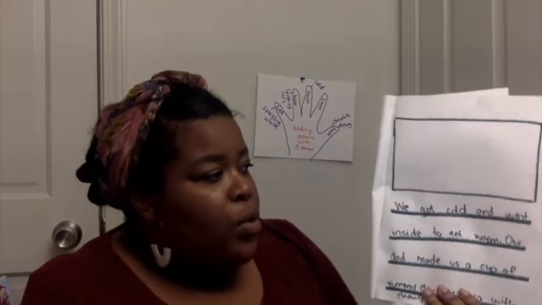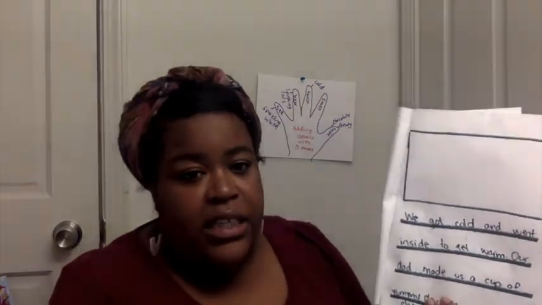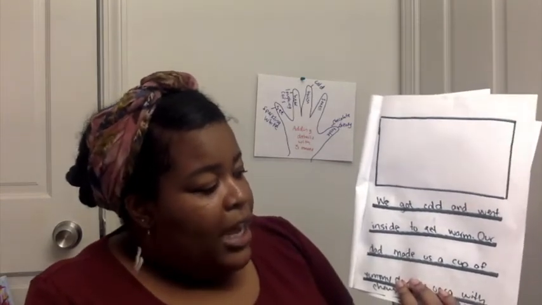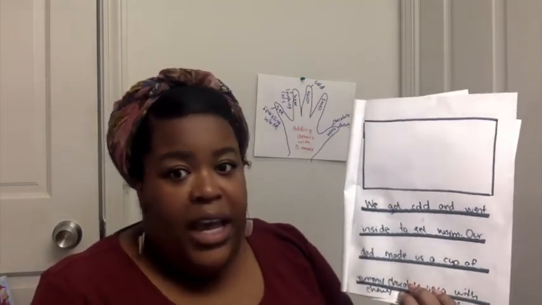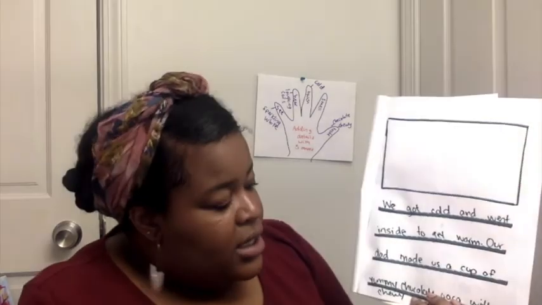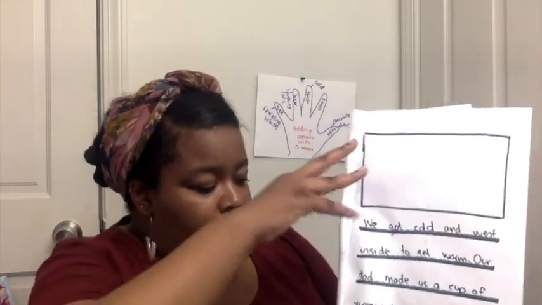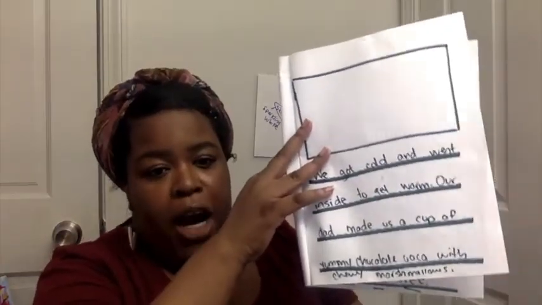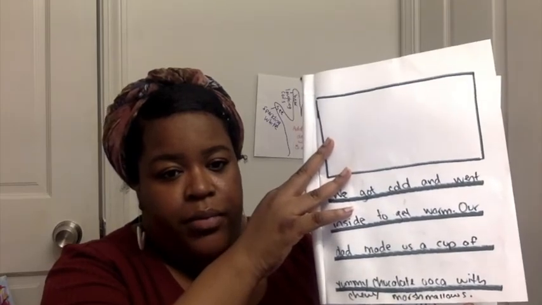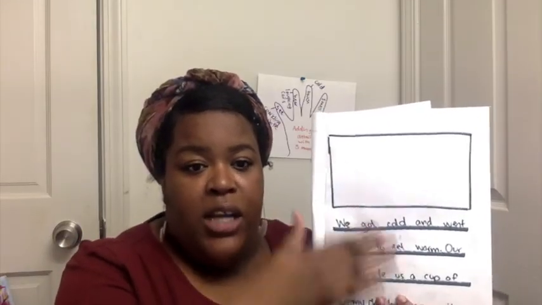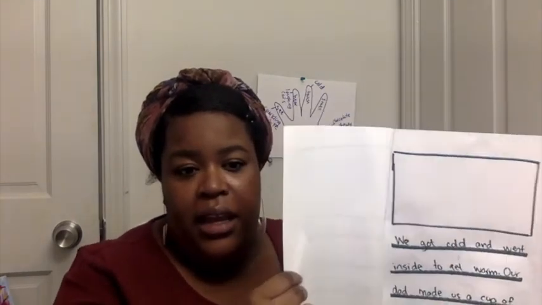So I wrote, we got cold and went inside to get warm. Our dad made us a cup of yummy, so I added that in too to show it was delicious, yummy chocolate cocoa with chewy marshmallows. I had to add it to the bottom. So now that I've written my words, I'm going to go back to my middle and my end and add pictures that match. Now, Kipsters, it's your turn to write.